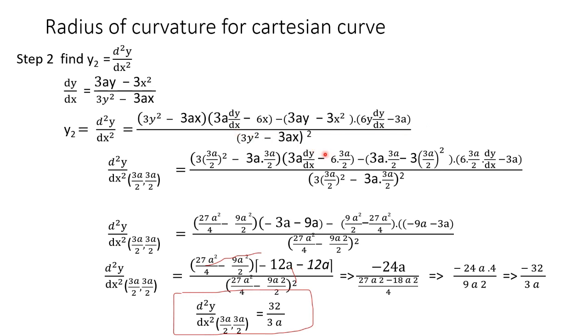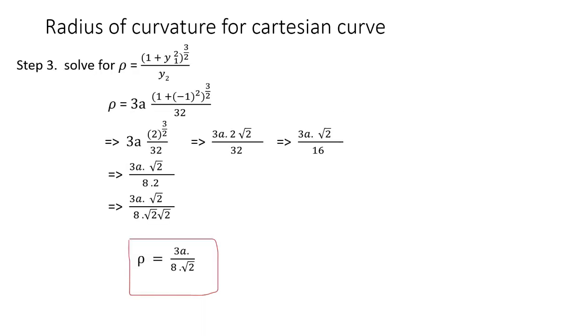As ρ at the point 3a by 2, 3a by 2 is required, plug in the values for x and y, we get this. Now this and this are same, taking out as common, we get this, minus 12a, minus of minus 12a, minus 24a. This and one of this get cancelled, taking LCM, we get this, simplifying, we get minus 32 by 3a. It cannot be negative, hence take it as positive.